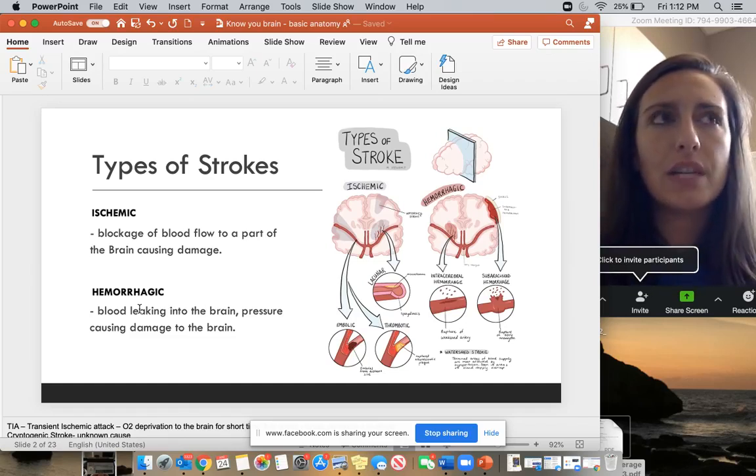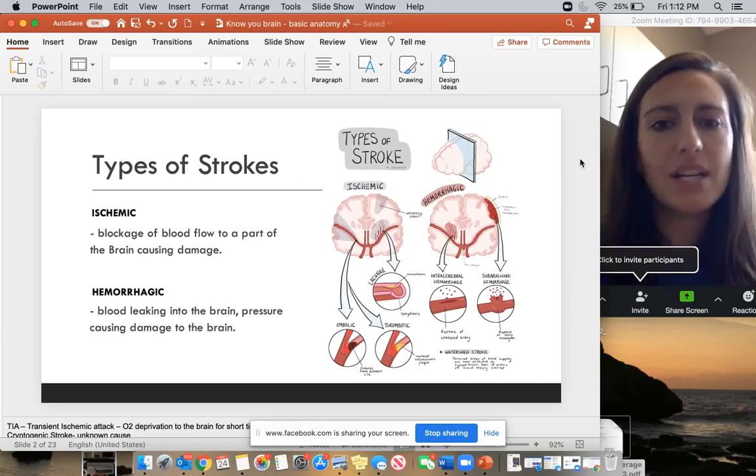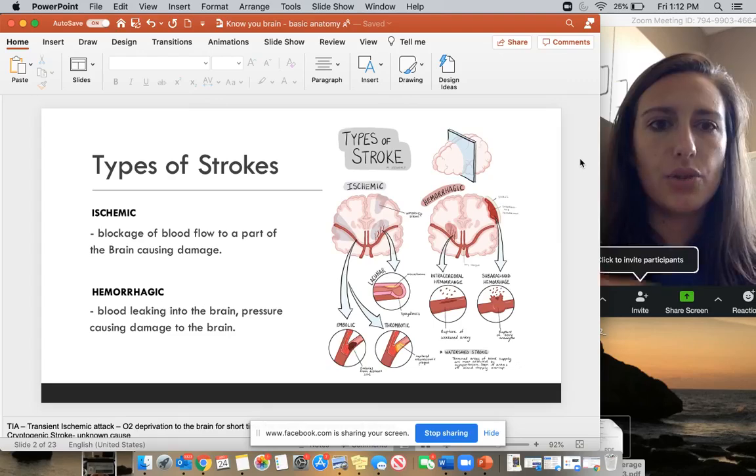And then there are also things called TIAs, or transient ischemic attacks. That's when your brain is deprived of oxygen for short periods of time that does not cause lasting deficits. So you could have deficits and then they can go away.